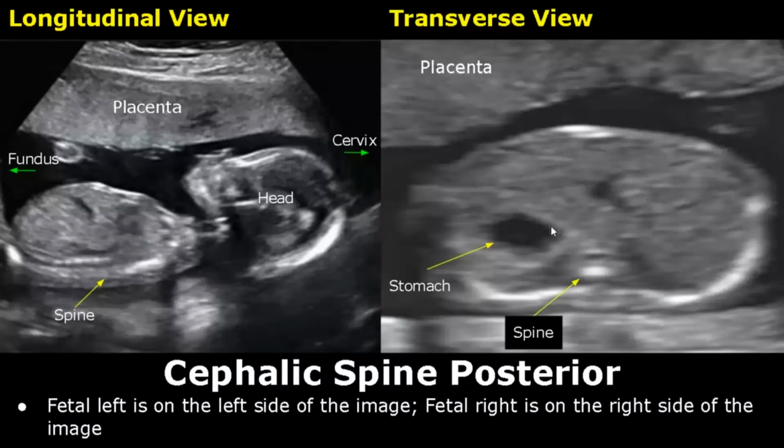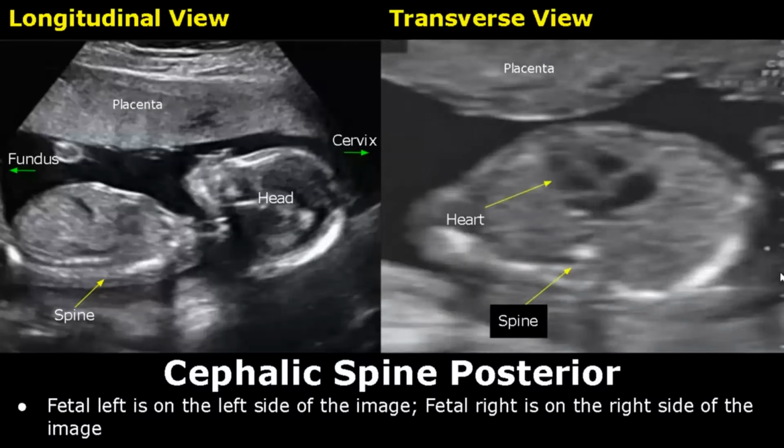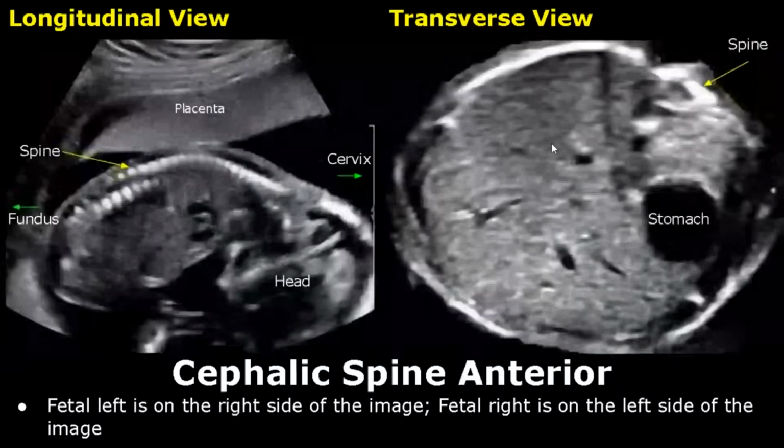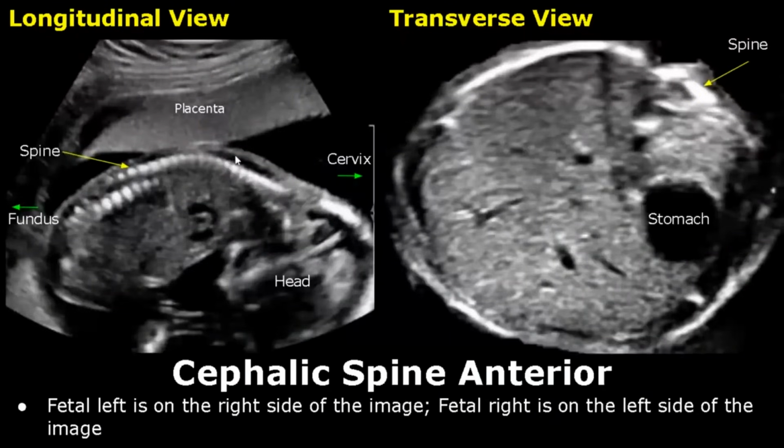Here we can see the stomach on the left side of the image, so this is the fetal left. Similarly, the heart is also seen on the left side. The apex is pointing towards the left side of the image. The second orientation is cephalic spine anterior. The spine is oriented anteriorly. In the transverse view, fetal left is on the right side of the image and fetal right is on the left side of the image.